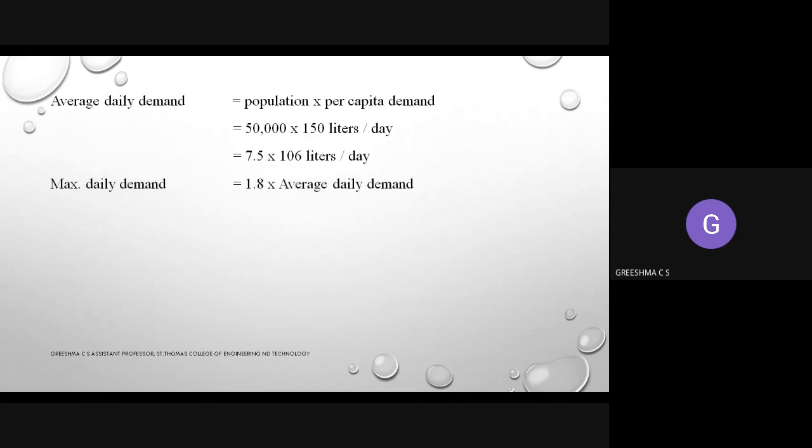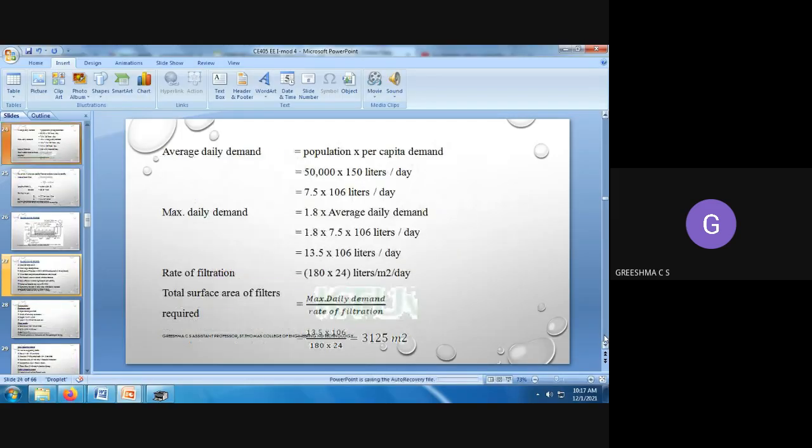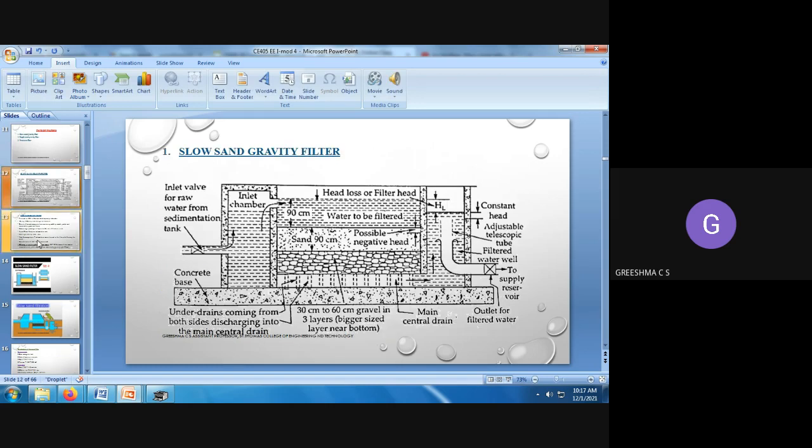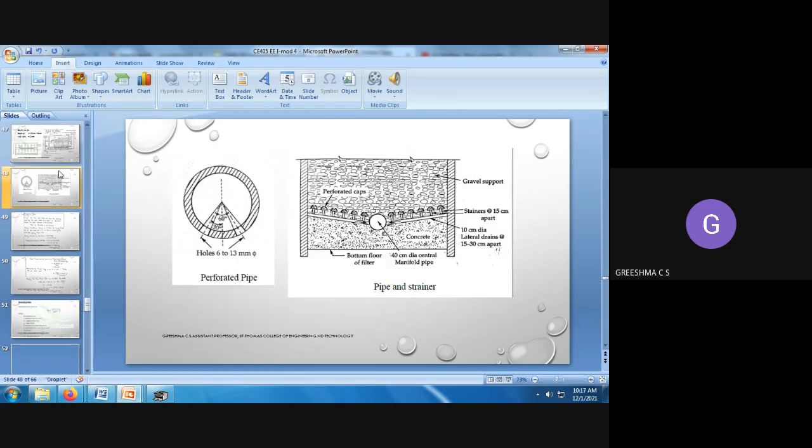So that's about the features of slow sand filters and rapid sand filters. Today we will learn about a new technique, the new filters, that is pressure filters.